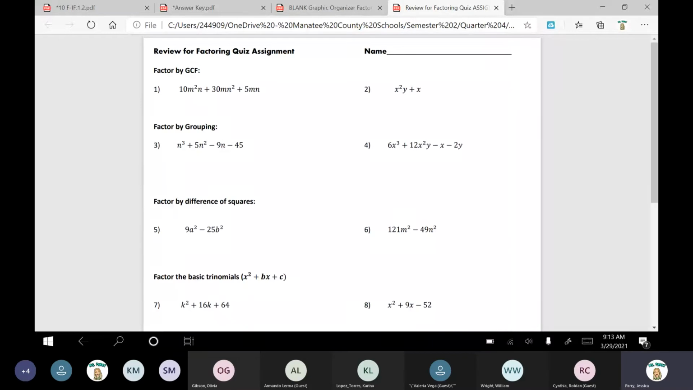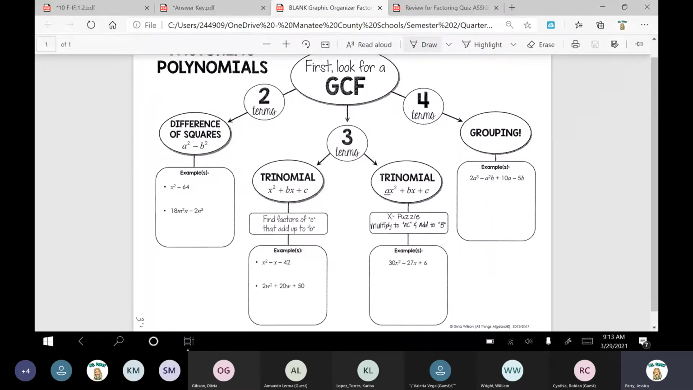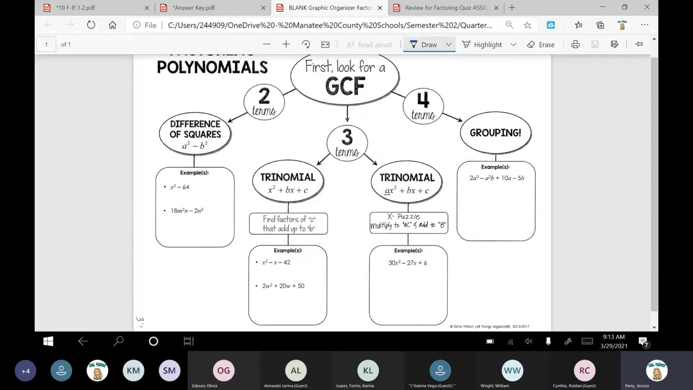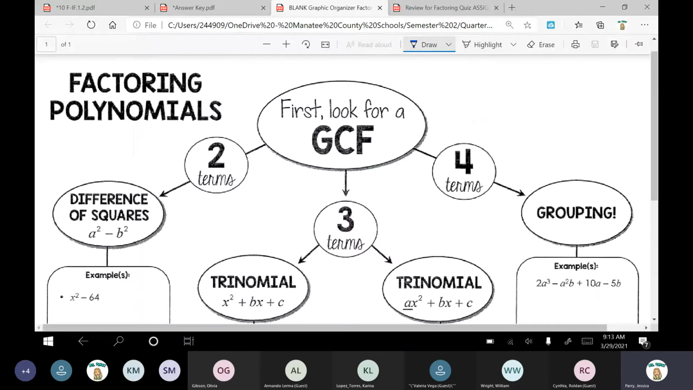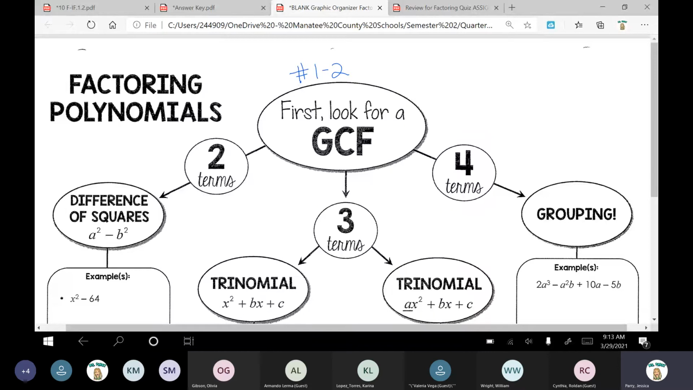For numbers 1 and 2, it says factor by GCF. Actually, all of these examples here on the visual, you're going to be factoring by GCF for most of these. So you can kind of say this is for numbers 1 to 2. We'll actually go through and do a couple of questions where we factor out the GCF. So you can see it on pretty much any of these examples here.